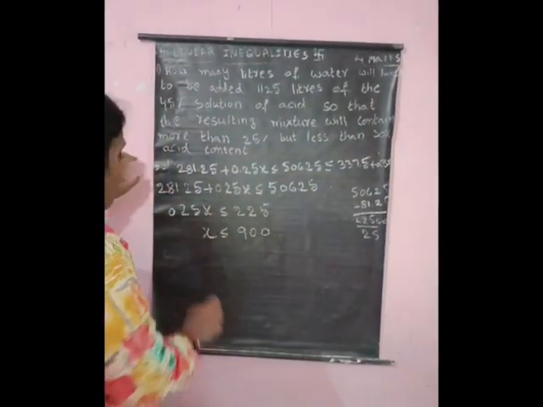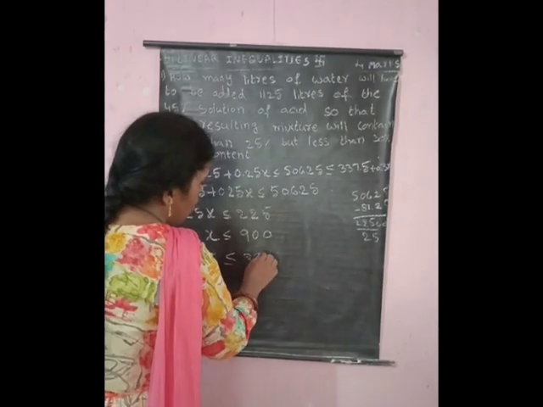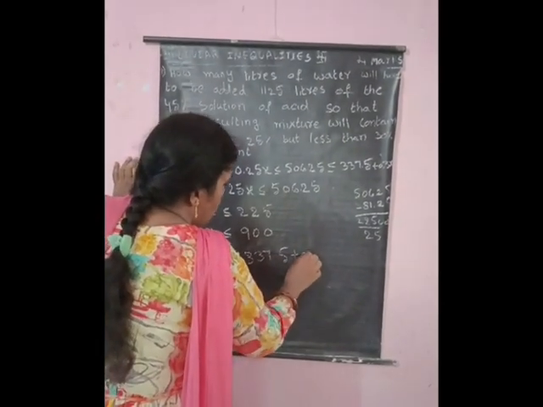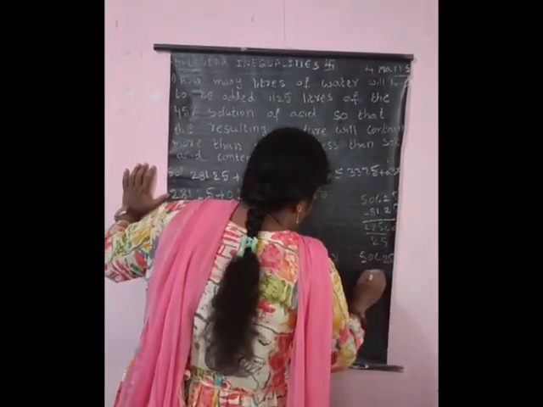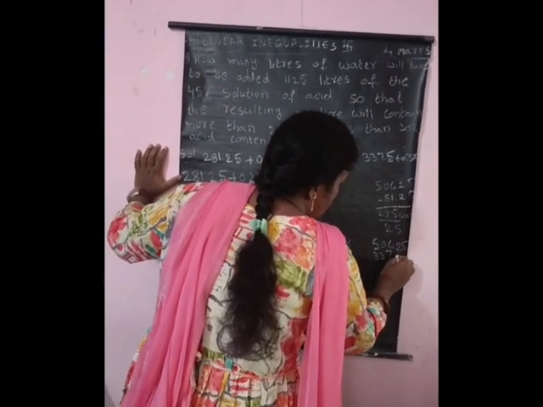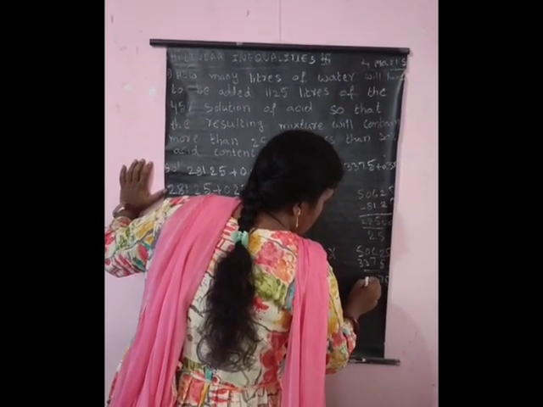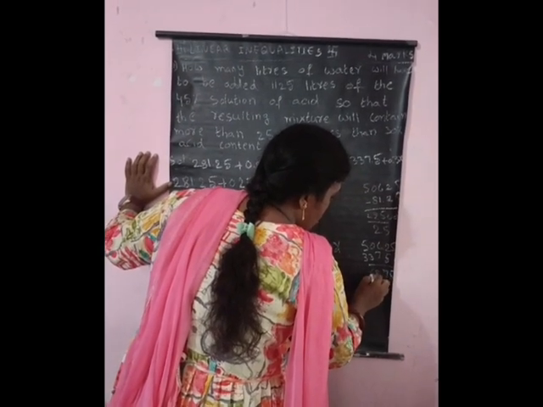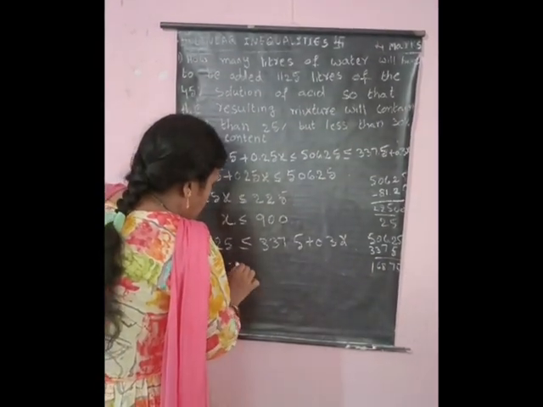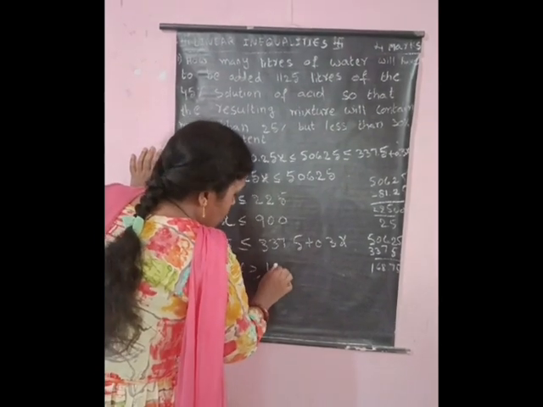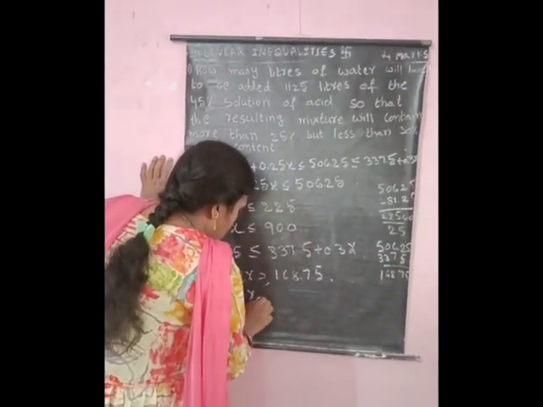And the next term is 506.25 less than or equal to 337.5 plus 0.3x. Then 506.25 minus 337.5 gives 168.75, so 0.3x greater than or equal to 168.75. Then x greater than or equal to 562.5.